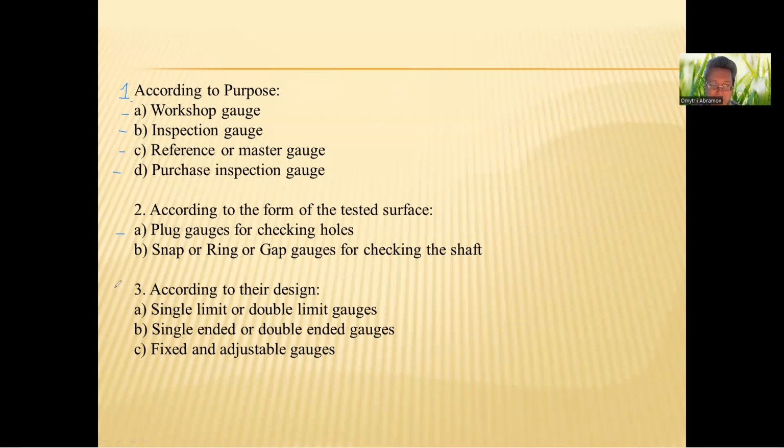And 3, according to the design. A, single limit or double limit gauges. B, single-ended or double-ended gauges. And C, fixed and adjustable gauges.